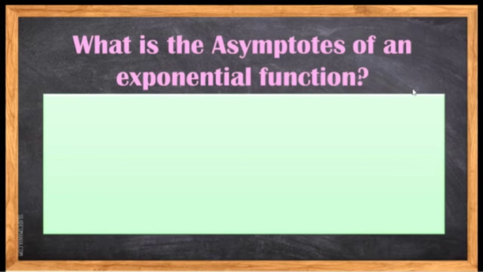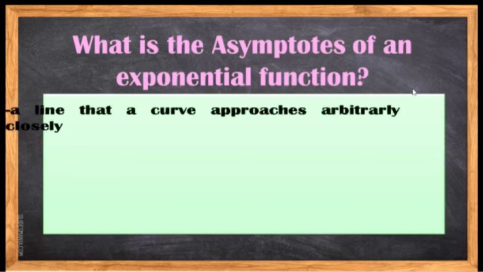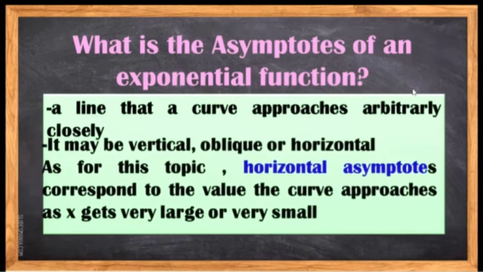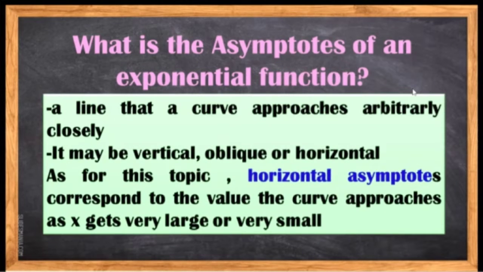The asymptotes of an exponential function. Okay, it is a line that the curve approaches arbitrarily closely. It may be vertical, oblique, or horizontal. But as for this topic, we will talk about the horizontal asymptotes, which correspond to the value the curve approaches as x gets very large or very small.